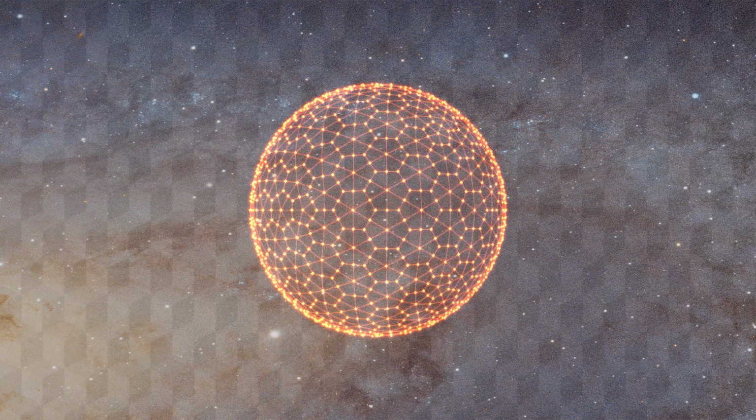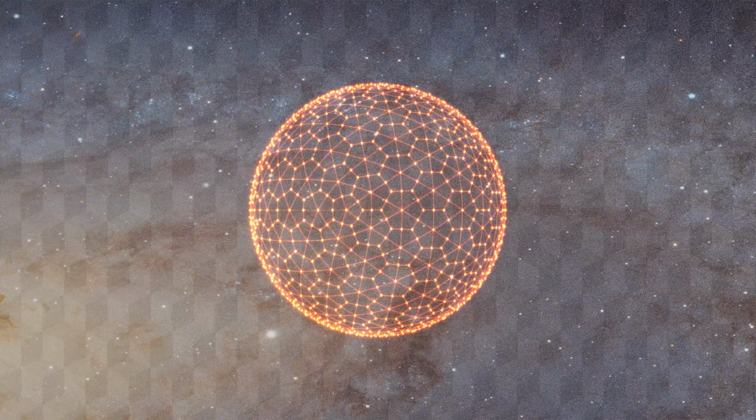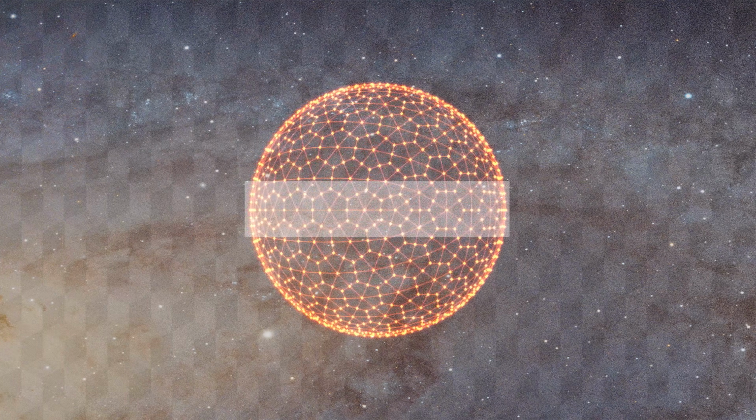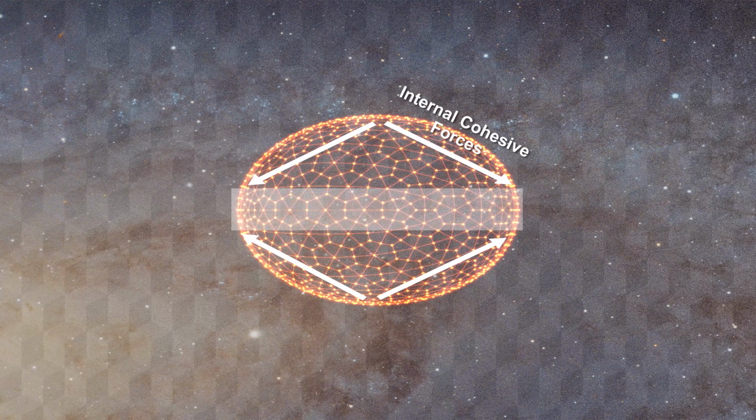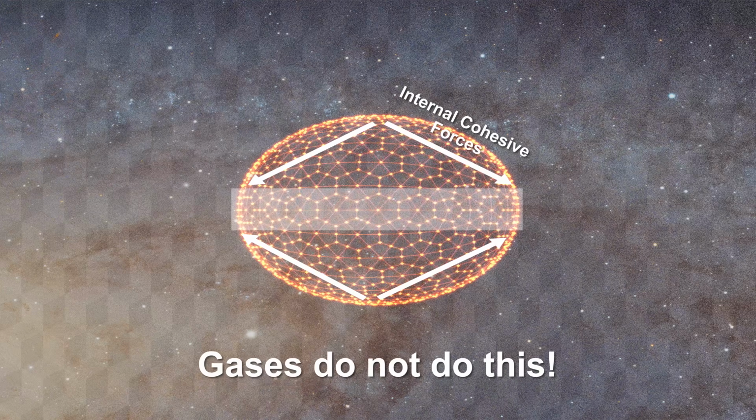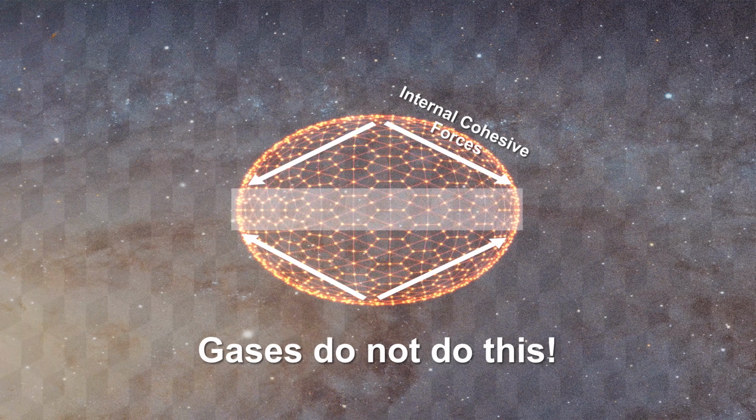As an object is rotating about its surface, the material at the equator is able to physically pull towards itself the material at the poles. This requires internal cohesive forces which gases do not possess. A gaseous star can never be oblate as a result. Solar physicists must currently invoke externally directed pressure at the equator or the effect of magnetic fields in order to account for the behavior of stars.